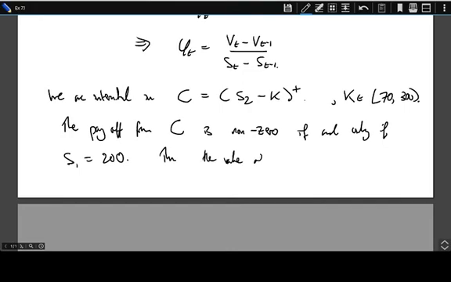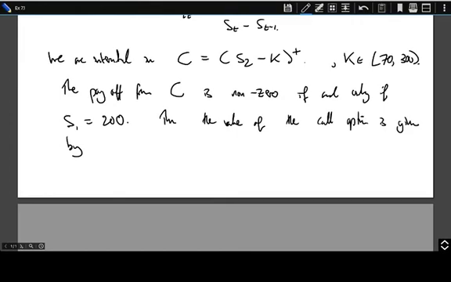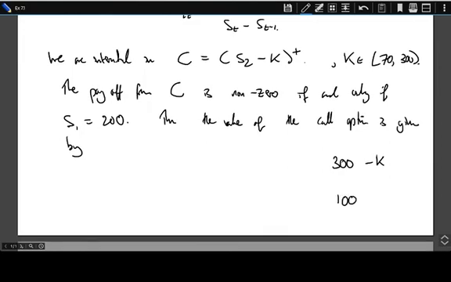Then the value of the call option is given by 300 minus K in the case that S2 is equal to 300, 100 minus K plus, of course, depends on K, in the case that S2 is equal to 100.